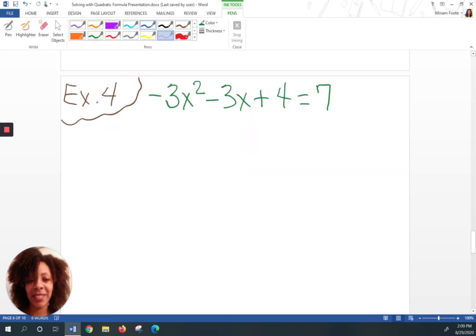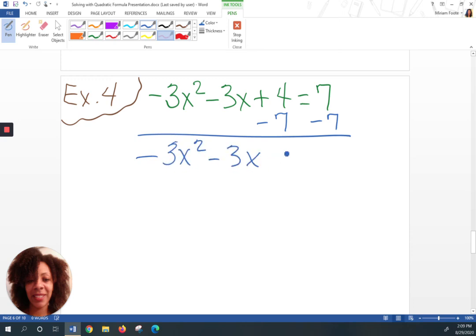And finally, we have our last example, which is, again, not written in standard form. So let's do that first. We want to take the 7 from the right-hand side of the equal sign and move it over. So negative 3x squared minus 3x, negative 3 equals 0. You may say, well, why didn't you move the negative 3x squared over to the right? You could, but make sure you move the negative 3x over as well. So it's up to you. Because we're doing a discriminant, it will still work itself out.